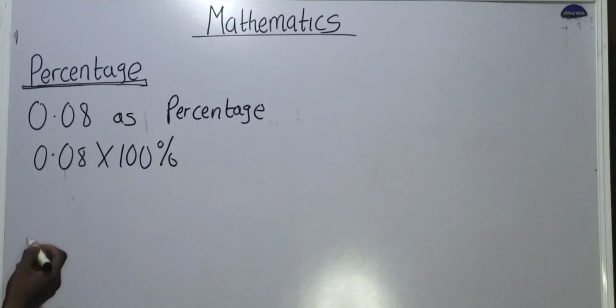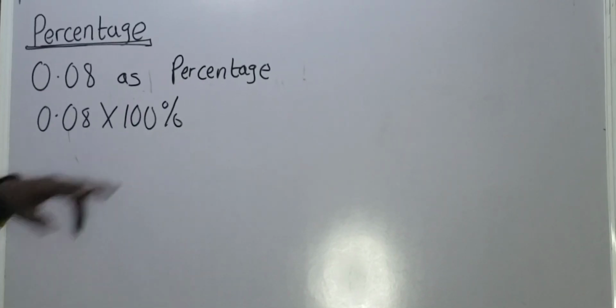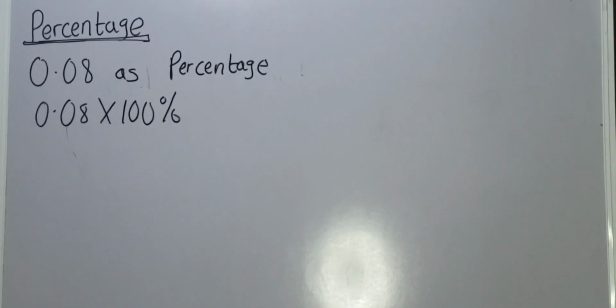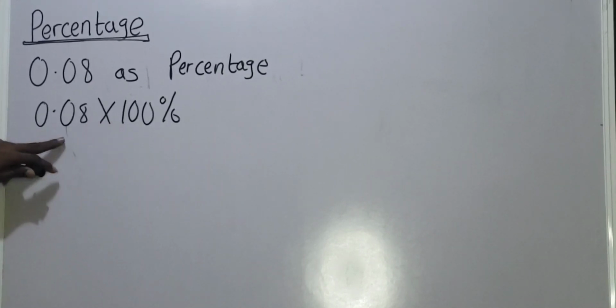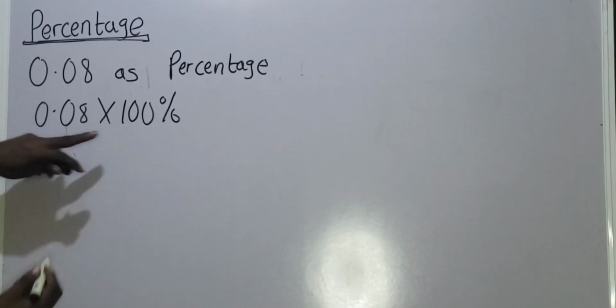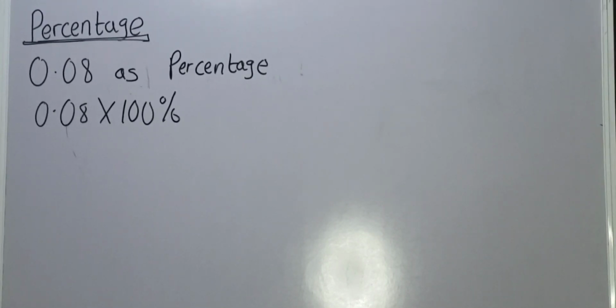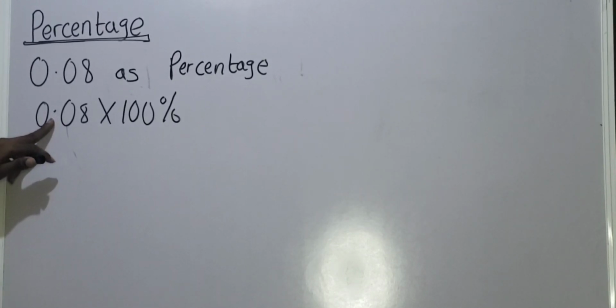I'm going to have 0.08 multiplied by 100%. You can do this without using a calculator, and that's what I'm going to show you now. If you want to convert this to percentage, I'm going to multiply this decimal by 100. How many zeros does 100 have? 100 has 2 zeros. So I'm going to move this decimal point two steps towards the right.